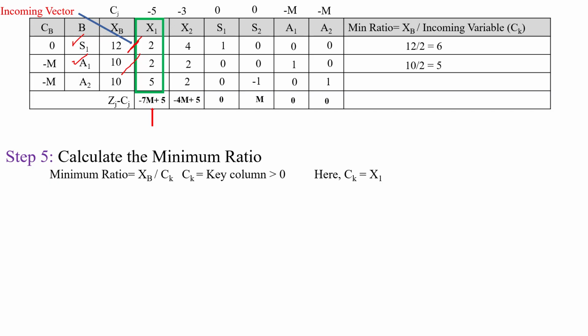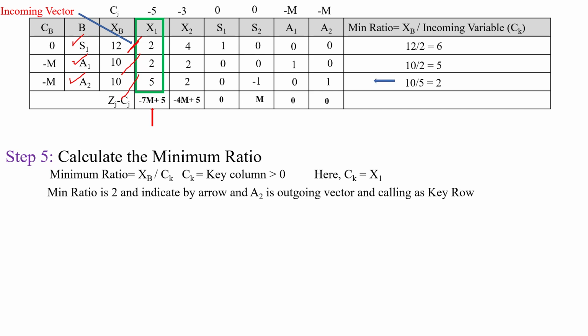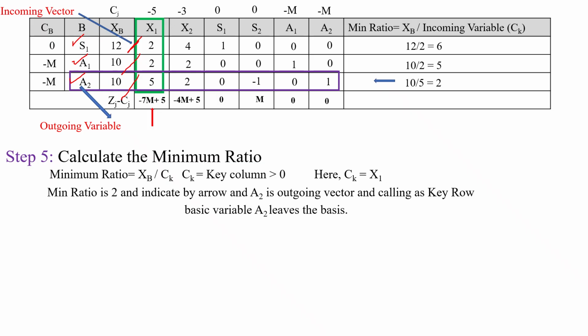And next, for the third row, the A2 variable row, xb is 10 and ck is 5. So 10 by 5 is equal to 2. Among these values 6, 5, 2, the minimum ratio is 2, indicated by an arrow. So the A2 row is the key row and A2 is the outgoing vector. This third row, the A2 variable row, is the key row and the A2 variable is the outgoing variable, which leaves the basis.